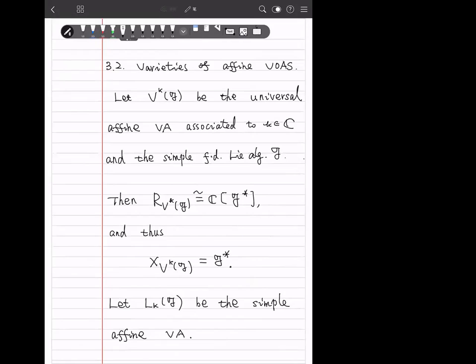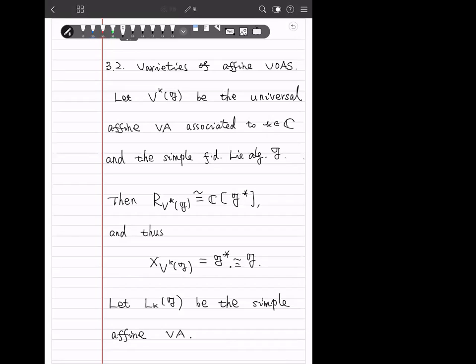Here we focus on the varieties of affine VOAs. Let V^k(g) be the universal affine VOA associated to k and the finite Lie algebra g. As we said, the C_2 algebra is just the polynomial algebra on g*, so the variety is just g*. We can also say that it's just g.